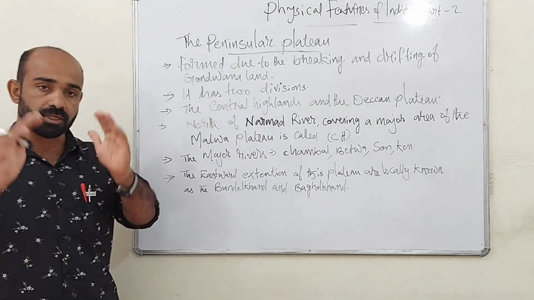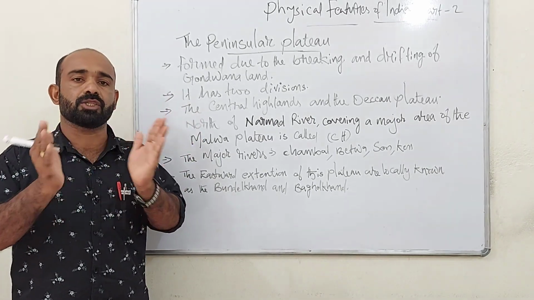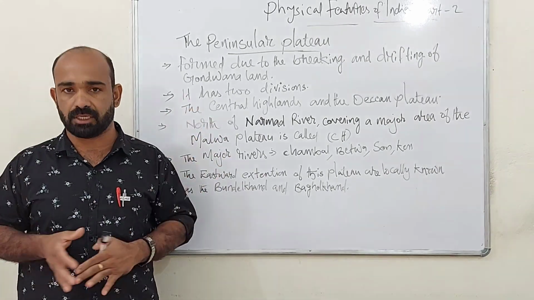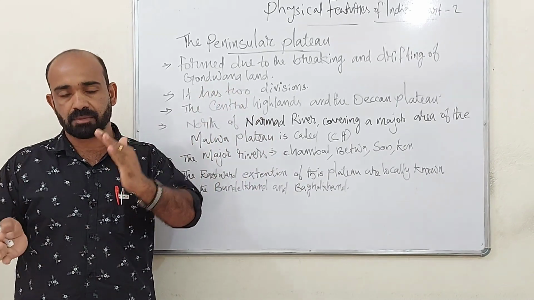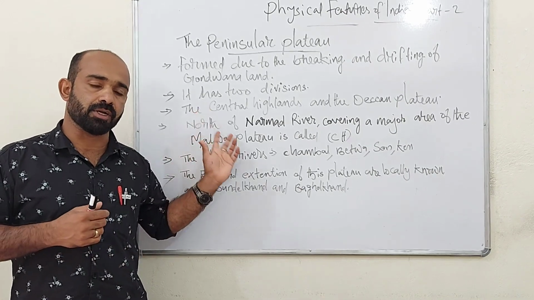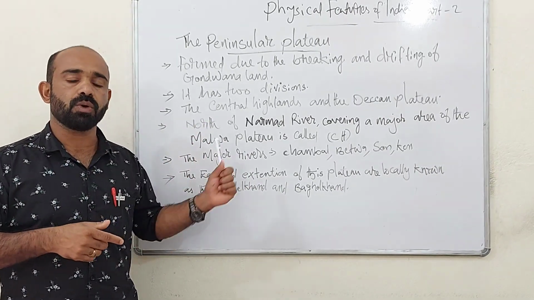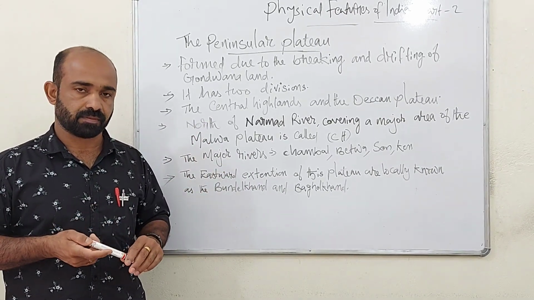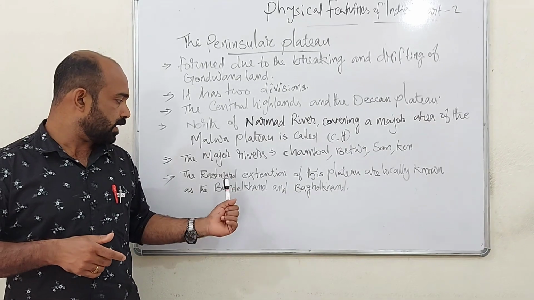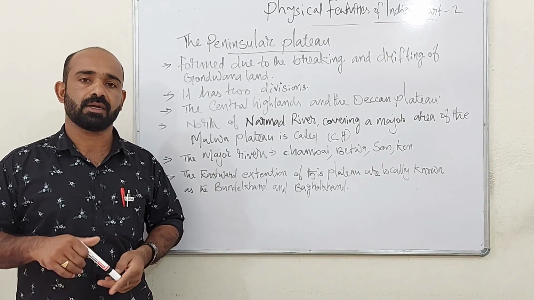So once again, this peninsular plateau is formed due to the breaking and drifting of Gondwana land and because of the collision of the Indo-Australian plate with the Eurasian plate. And the peninsular plateau has two divisions. Northern part is known as Central Highland and the southern part is known as Deccan Plateau. The part of peninsular plateau located north of Narmada River and covering a major area of the Malwa Plateau is known as Central Highland. Major rivers flowing through this region: Chambal, Betwa, Sun and Ken. And the eastward extension of this plateau is locally known as Bundelkhand and Baghelkhand.